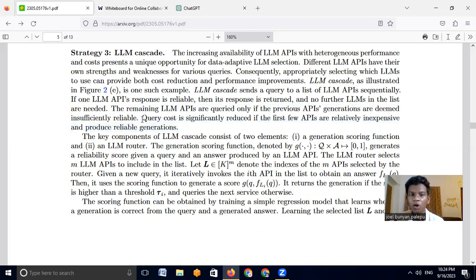Just look at the cost difference. GPT-J costs like $0.2, and GPT-4 costs like $30. A lot of price difference. And if we could stop at the first or the second or the third LLM API, we could have saved a lot of cost, right? That is the key thing of LLM cascade.